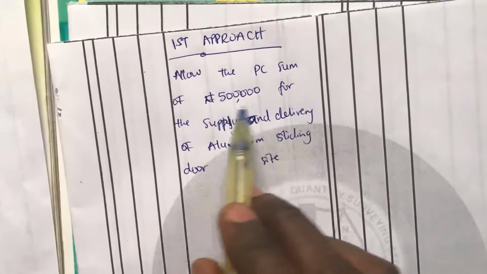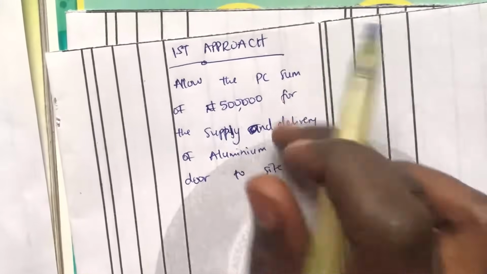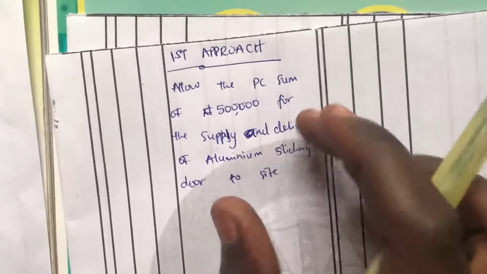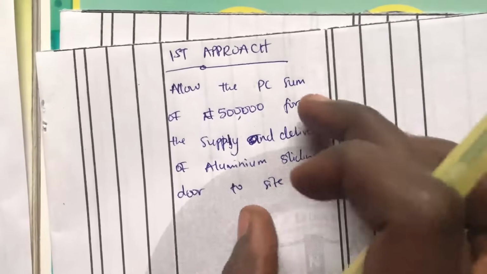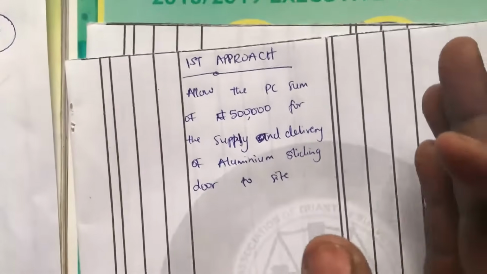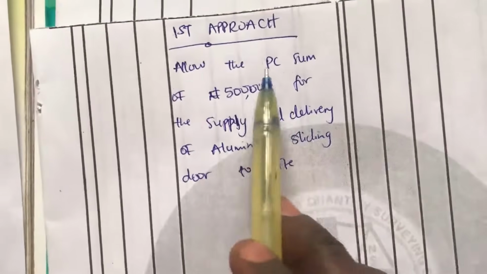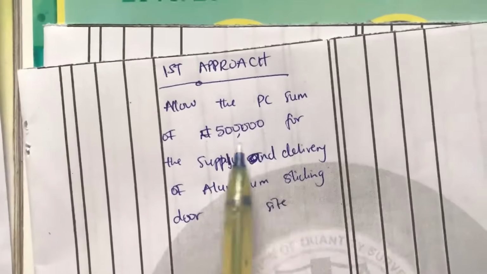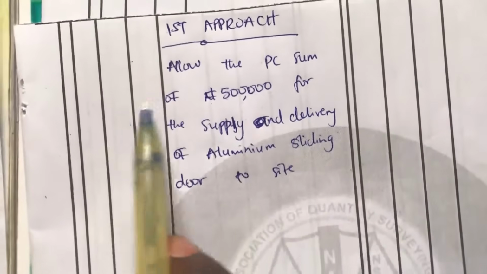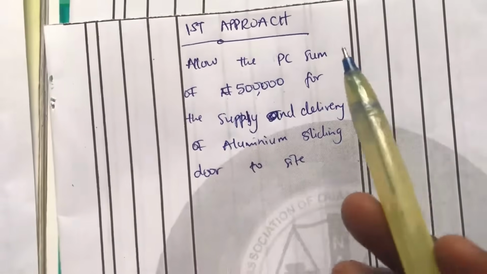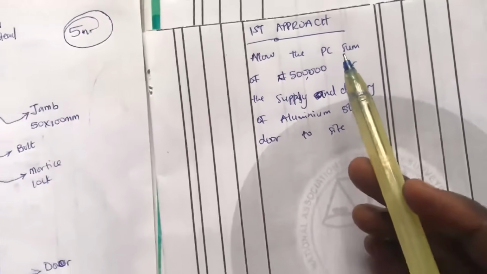Now this 500,000 naira has already covered the cost of supply and delivery of this door, and this is the most important thing. This is what we would enter into our bill of quantity. If you wish, you may even skip this PC sum, and then you just write the number of the doors. You book the doors in number in your bill of quantity, whatsoever you want to do.